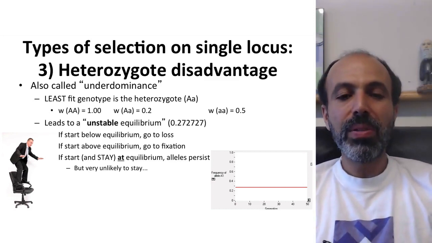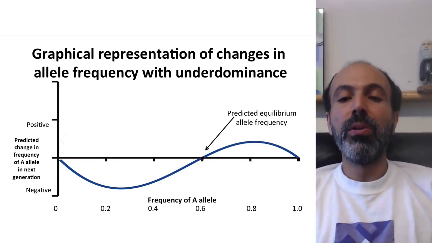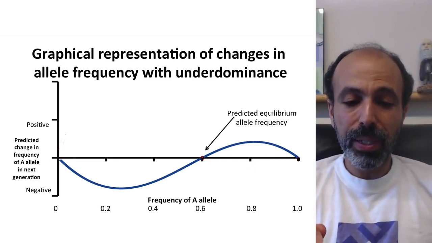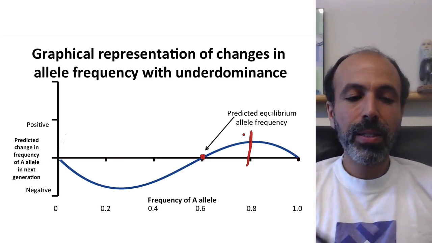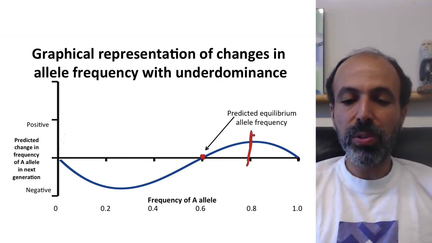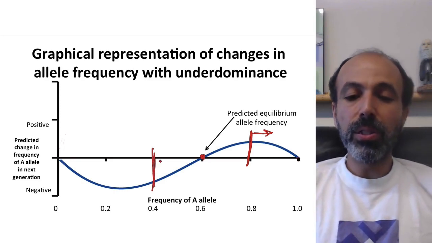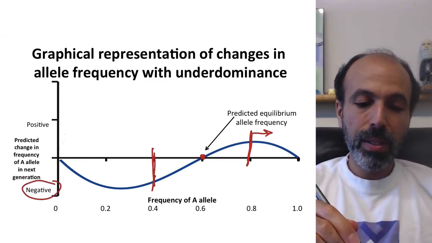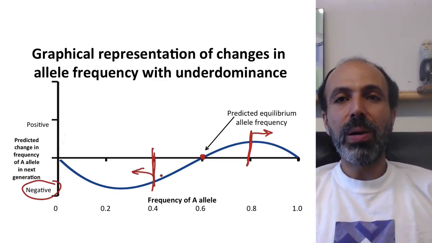So, unlike the previous example, this is a graphical representation of allele frequency change with underdominance. If you're not at the equilibrium point, let's say, for example, again, the equilibrium allele frequency is 0.6. If you're starting at 0.8, your predicted change in allele frequency is positive. You get pushed away. If you start at 0.4, your predicted change is negative. You get pushed away. So again, you lose variation in the population.